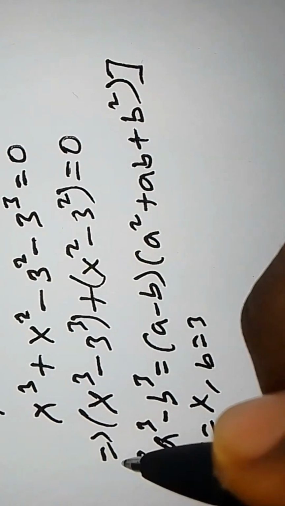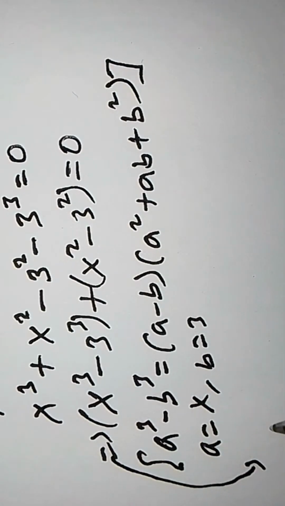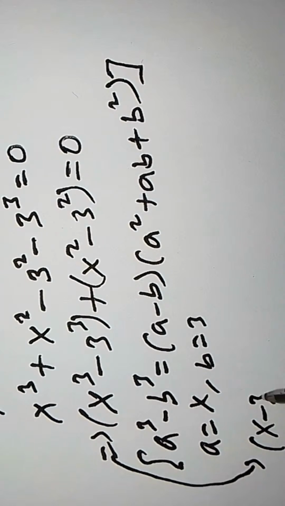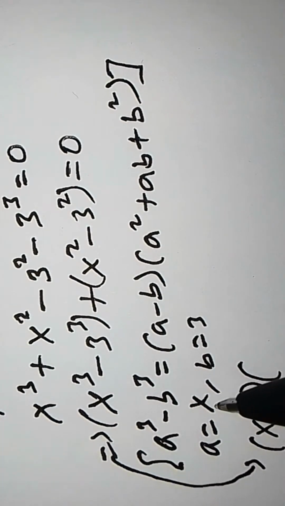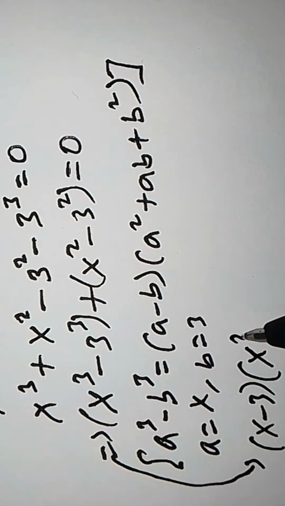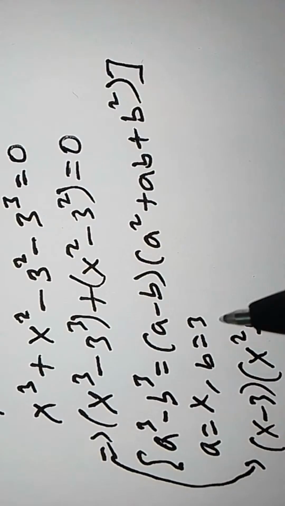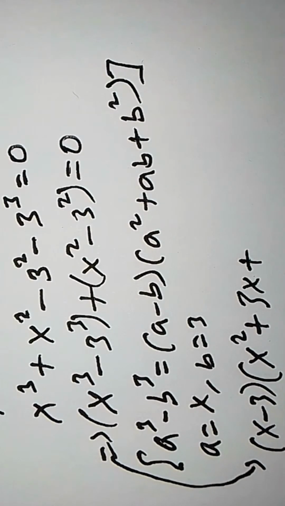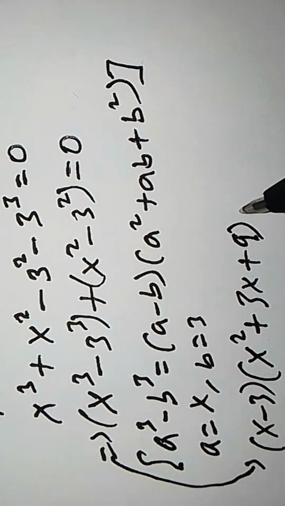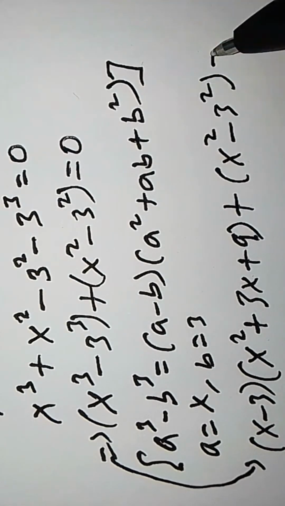That means from this line, we have x minus 3 times, what is a? a is x, so this becomes x squared plus ab, that will be x times 3, which is just 3x, plus b squared. b is 3, that will be 9, plus x squared minus 3 squared equal to 0.